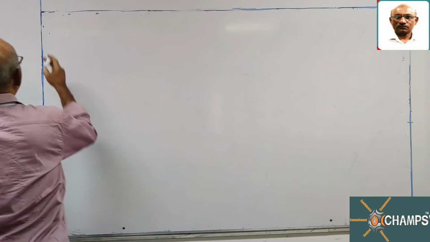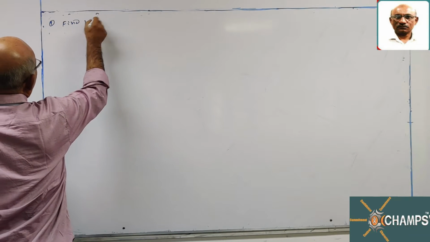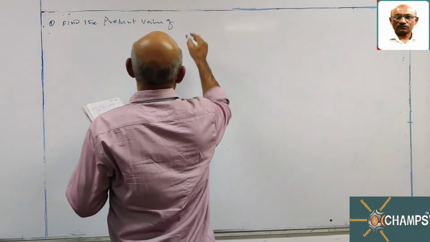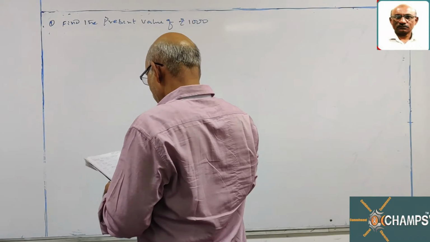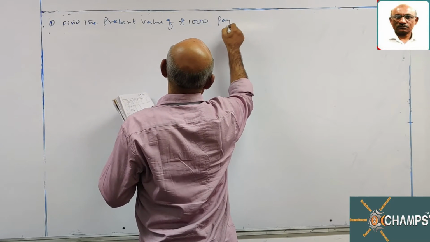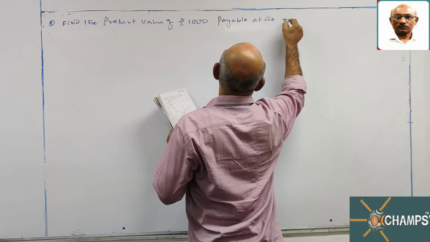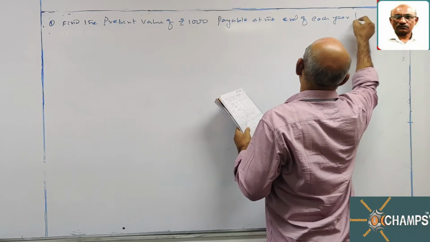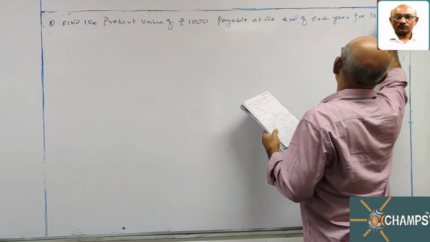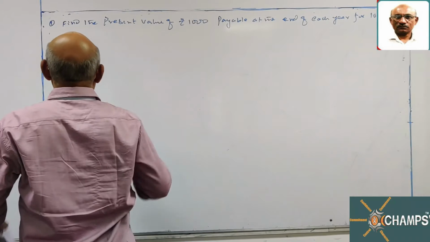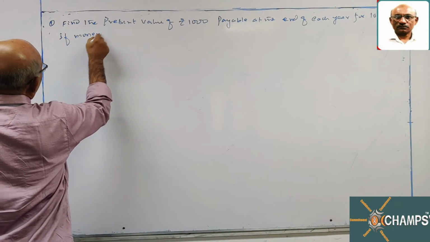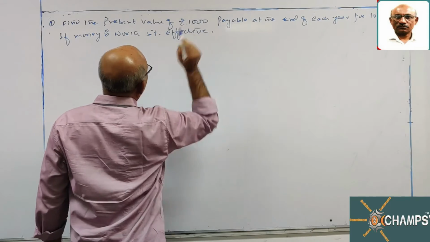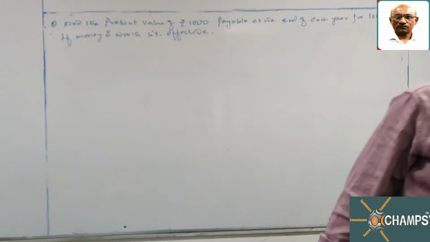Look at the first question I have. Find the present value of rupees 1,000 payable at the end of each year for 10 years, if money is worth 5% effective. Money is worth 5% effective. This is my question.